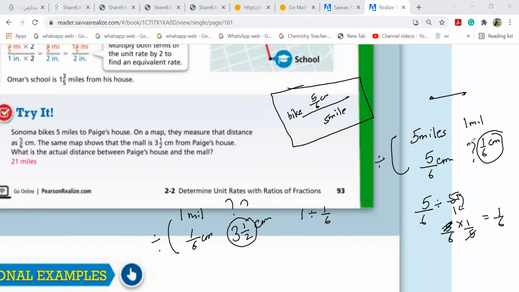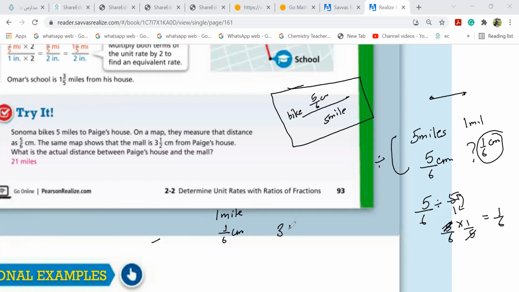Now, I got 1 mile. I'll do this again, clearly. 1 mile is how much, tell me? Miss, you could erase this. No problem. 1 mile is 1/6 centimeter in the map, right?